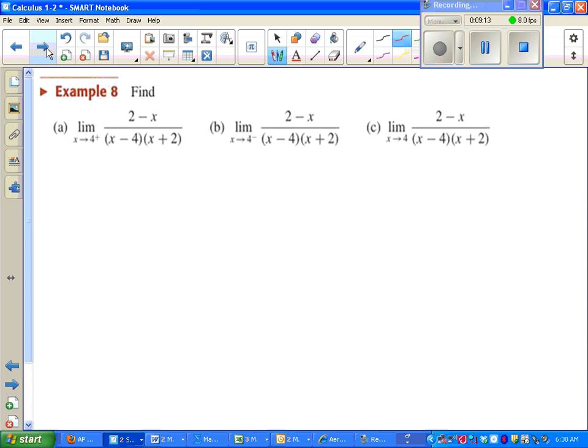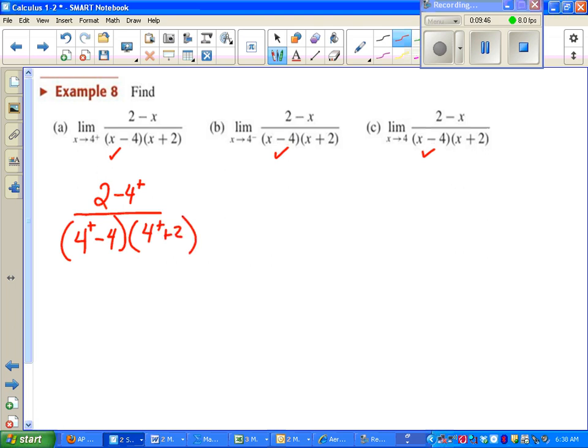Now we've got some trickier issues. Notice on all 3 of these we've got a 4. If I try direct substituting 4, I'm going to get division by 0 in all 3 cases. So direct substitution is out. Instead, our A says approach 4 from the right. So let's think about what that looks like. 2 minus 4 from the right over 4 from the right minus 4, 4 from the right plus 2.